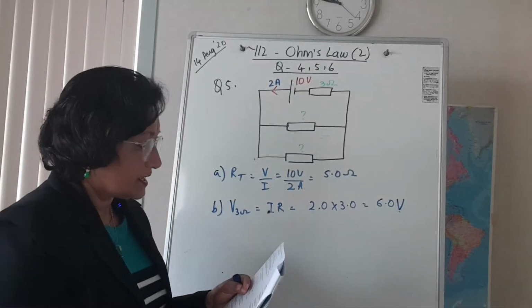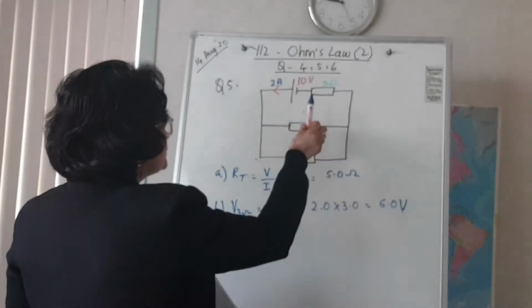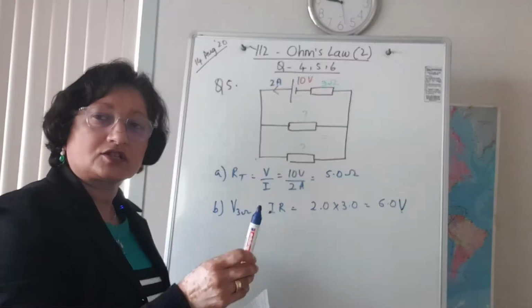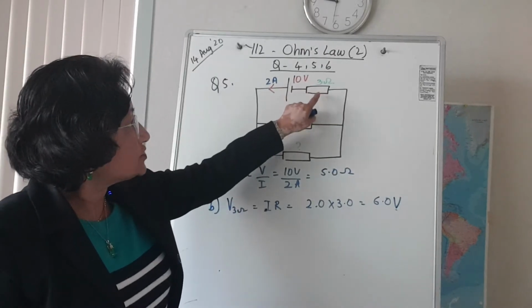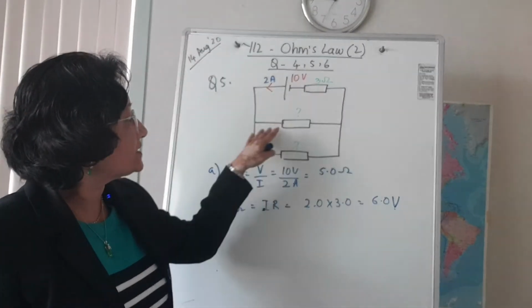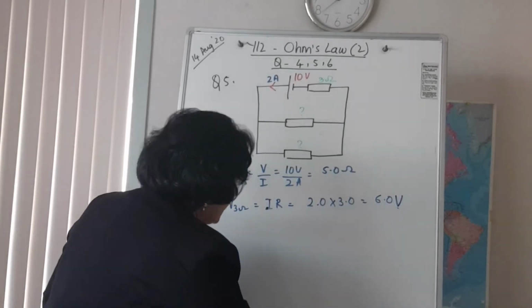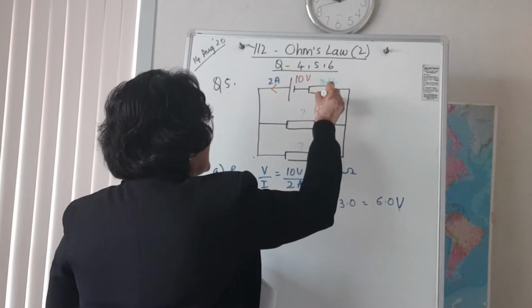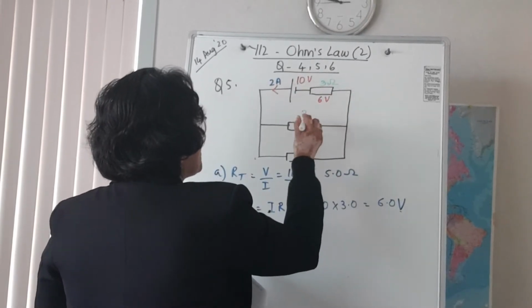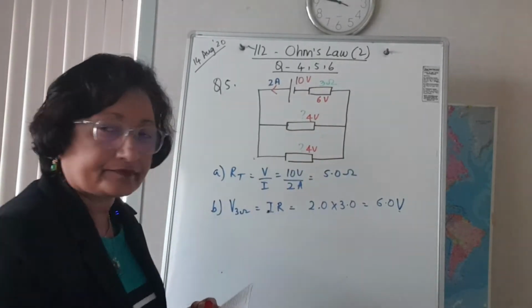Then calculate the voltage across the unknown resistor. The supply voltage supplies 10 volts, but 6 volts are used up by this resistor. So what's the remaining voltage across these ones? I'll just put the numbers here so you understand. There's 6 volts here, so 10 minus 6 is 4. So you get 4 volts across each of them.